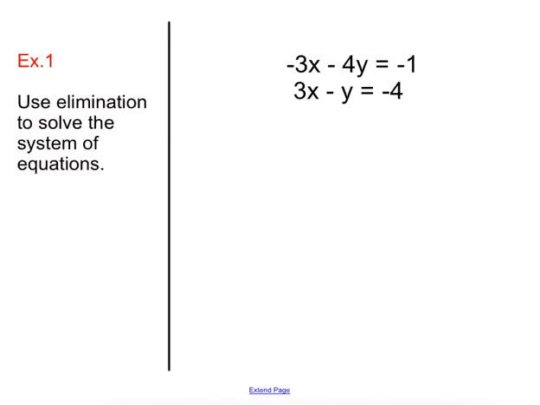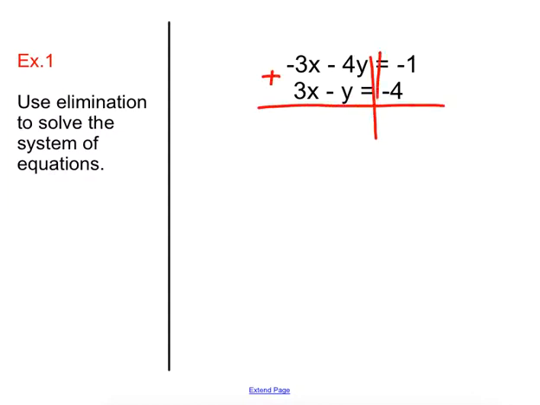All right, first example. We're going to use elimination to solve this system: -3x minus 4y equals -1, and 3x minus y equals -4. What's really nice about this system is that we have opposites right away. You can see them in the x's, -3x and 3x. Since we've got opposites and our variables are stacked, both in the same form, we can go ahead and add our equations.